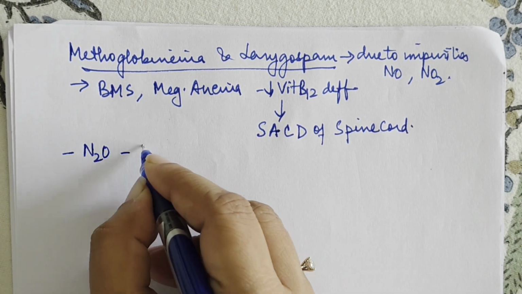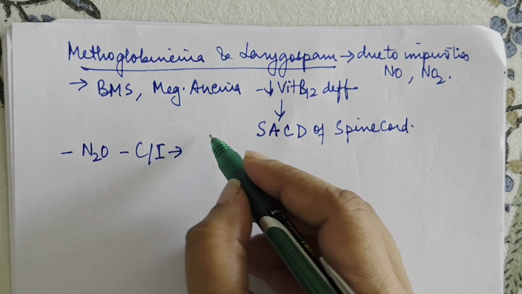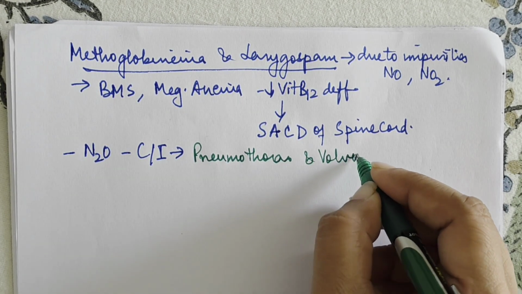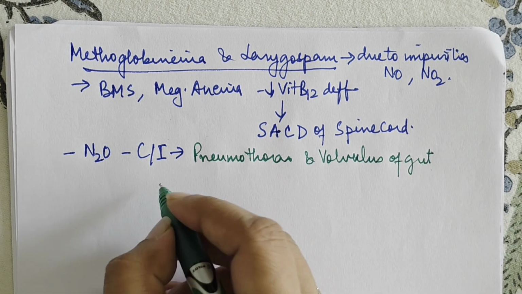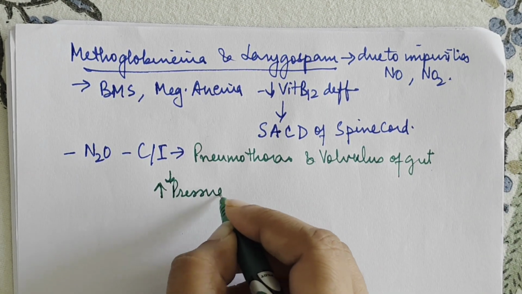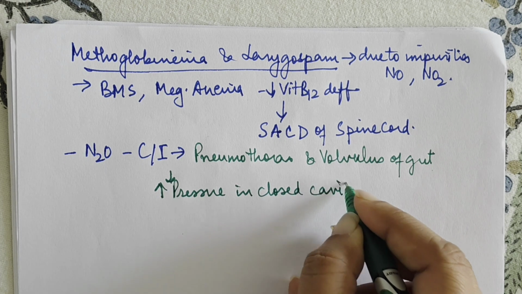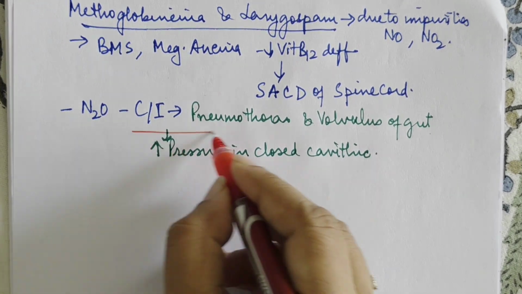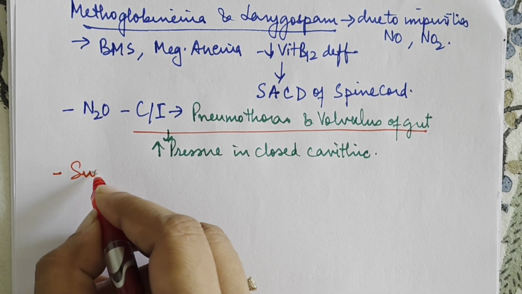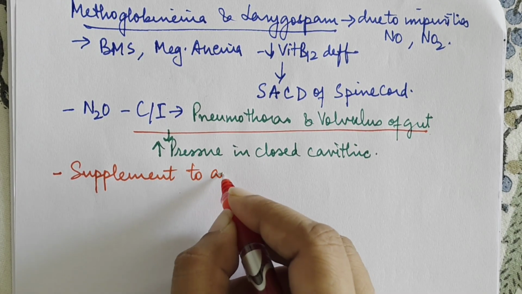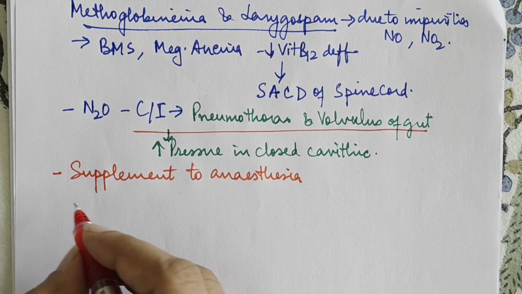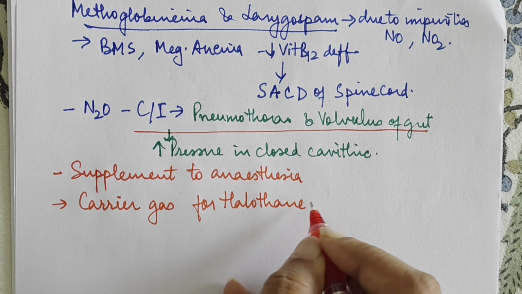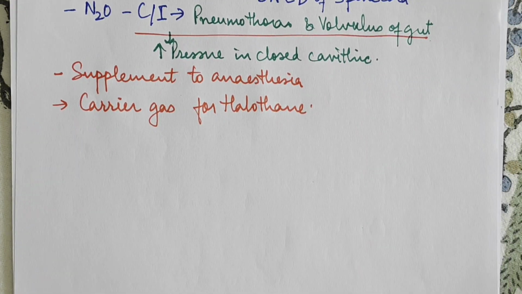Then N2O is contraindicated. Now it is very important, contraindicated in pneumothorax and volvulus of the gut, okay, because it can result in increased pressure in closed cavities and can result in pneumothorax, pneumoperitoneum, and those things can happen. It can increase the problem. This is very important. It is used as a supplement to other anesthetic drugs, but not as an anesthetic as a whole, and it can also be used as a carrier gas for halothane. Halothane is the main inhalational agent which is used, right?